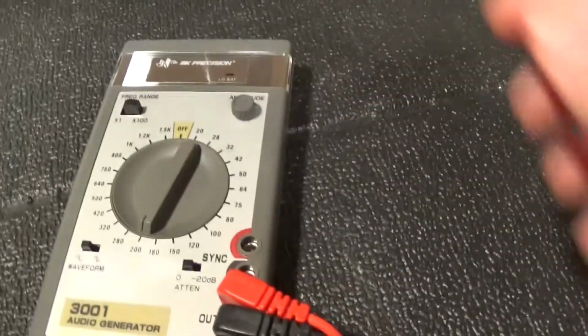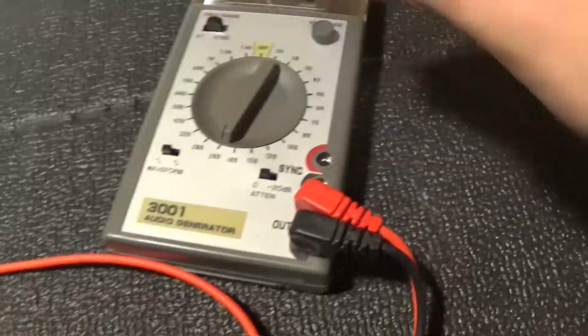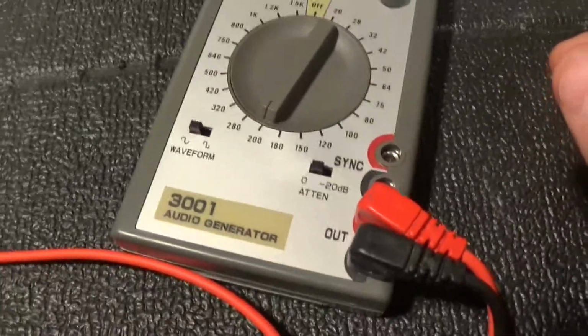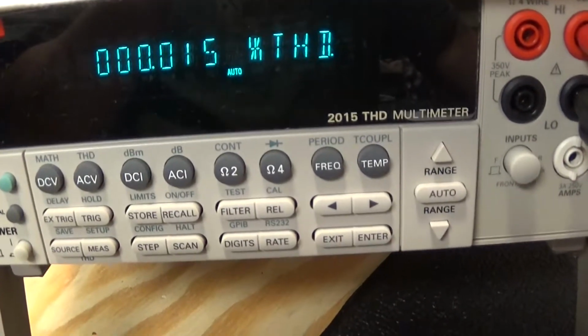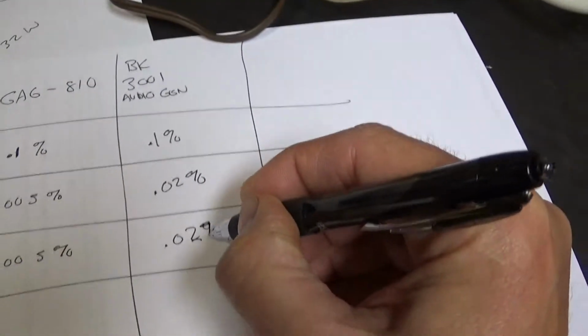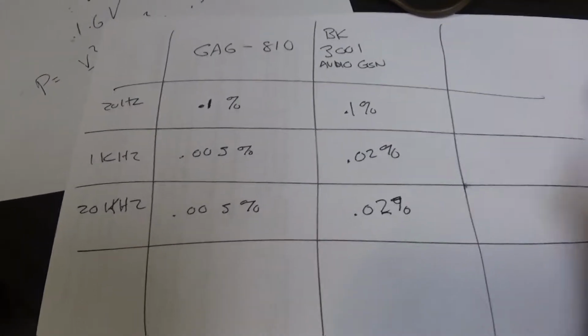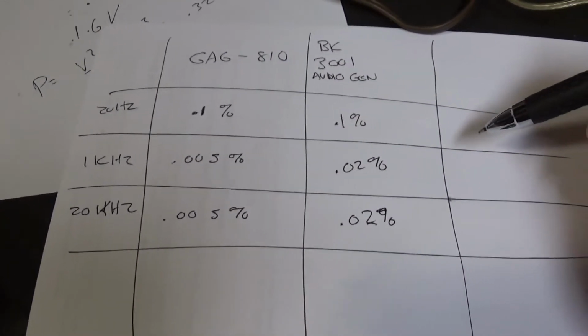Hold on a second. Okay, so I had to change the range and then figure out which one of these was going to be. It's 100 times 200. So there's our 20K, and we're at 0.01, really 0.02 if I round up. So 0.022%. Okay, so far the GAG-810 beats it across most of the audio spectrum.